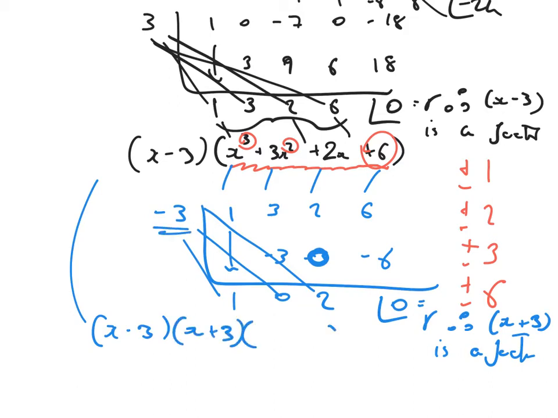And now we've got x squared plus 0x, which I don't need to list, plus 2. X squared plus 2 can't be factorised any further, so that is the thing fully factorised.